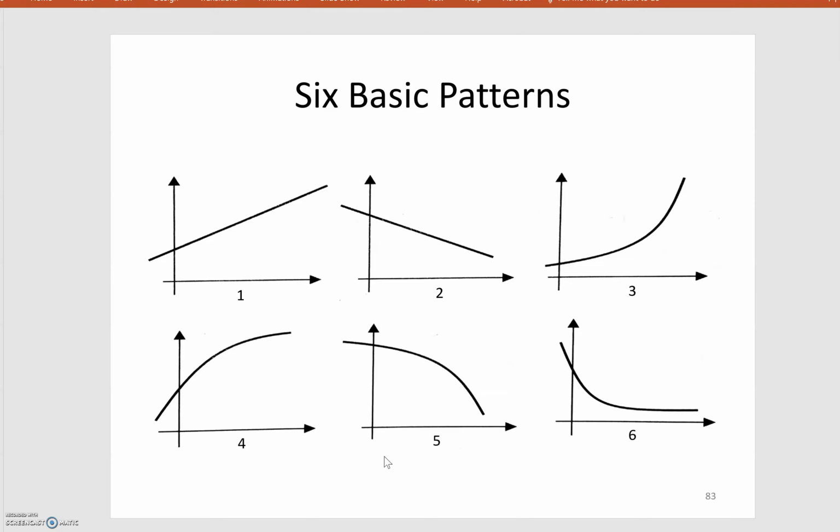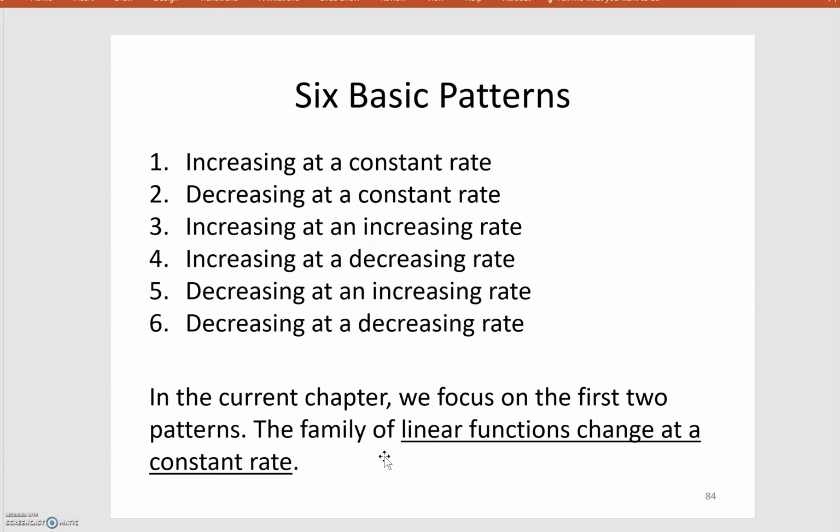We've already run through some basic characteristics of these in terms of concavity. Notice that patterns 3 through 6 all have some kind of curving going on. They have concavity, but patterns 1 and 2, being linear, do not. So linear functions are concerned with patterns 1 and 2. And in terms of rate, patterns 1 and 2 are the ones that have constant rate. Okay, so remember that.